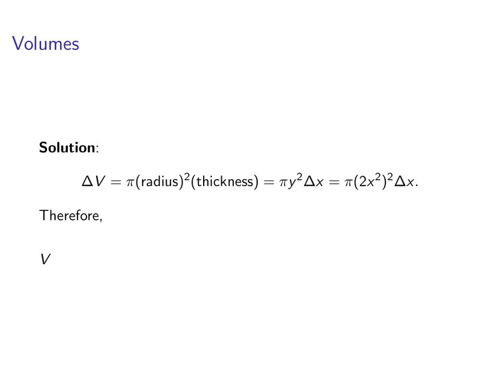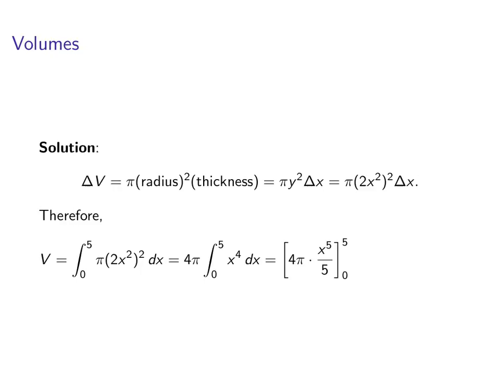We put that in an integral now. We integrate from 0 to 5 of pi times (2x squared) squared dx. So we get a 4 pi that we can pull out in front, because when we square that 2, we get a 4. And then the x squared squared turns into x to the 4th.